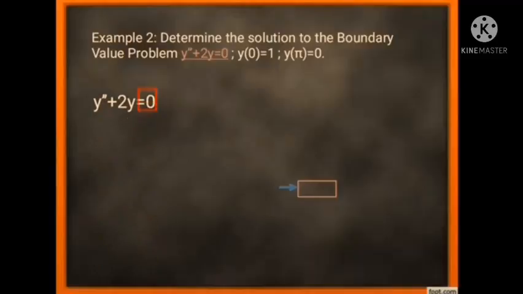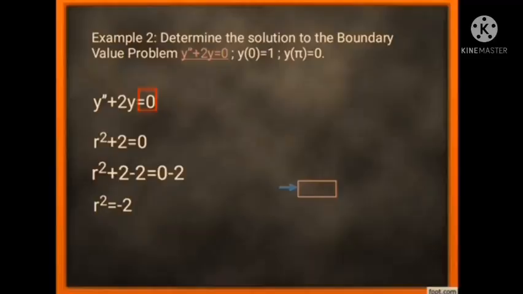So y double prime plus 2y is equal to 0. Since it is equal to 0, let's think about the characteristic equation. So it's r squared plus 2 is equal to 0. So solve for r. Subtract 2 from both sides: r squared plus 2 minus 2 is equal to 0 minus 2. Then r squared is equal to negative 2.